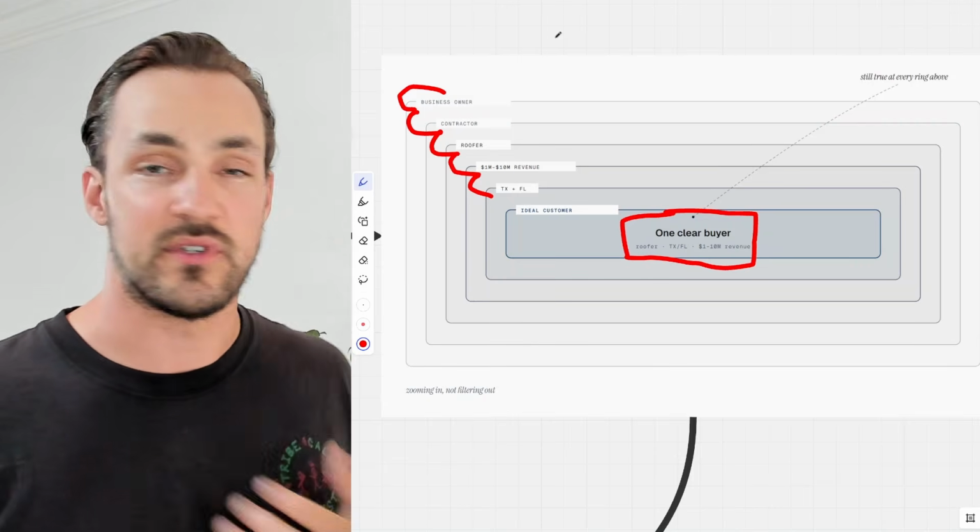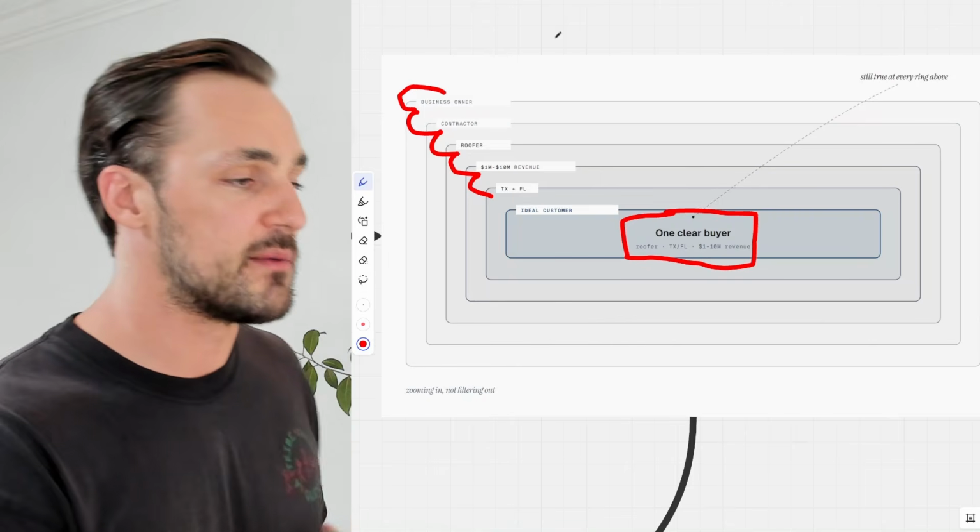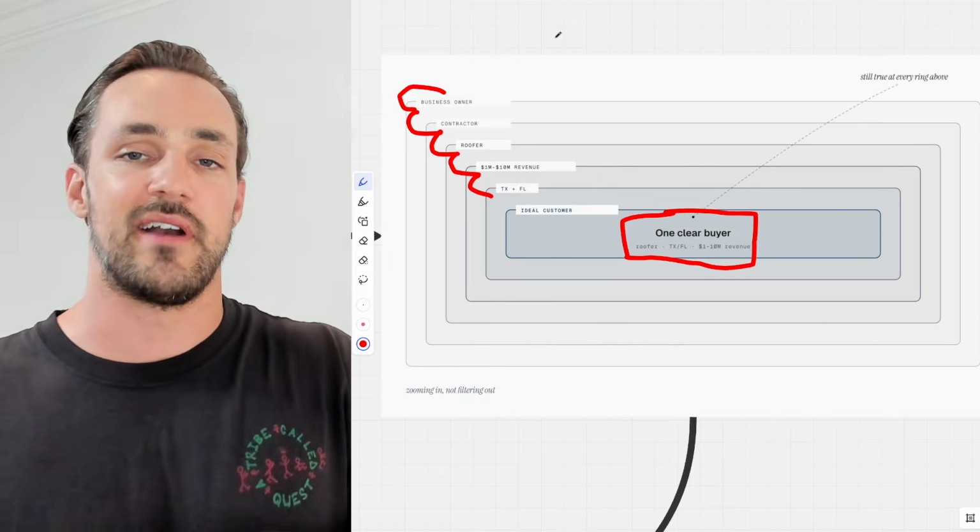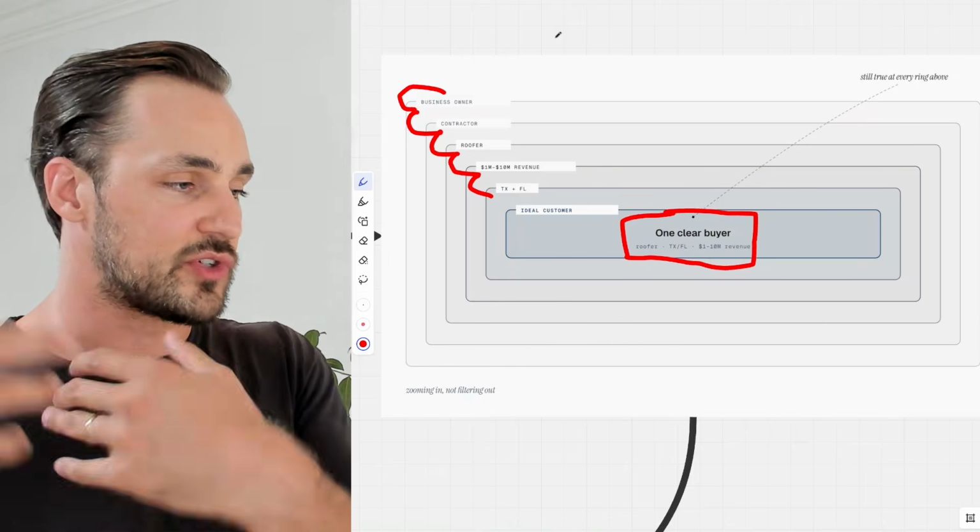Now, you can dig this even further, right? Maybe they've already been in business for 5 years. Maybe they're already bidding on larger commercial jobs.